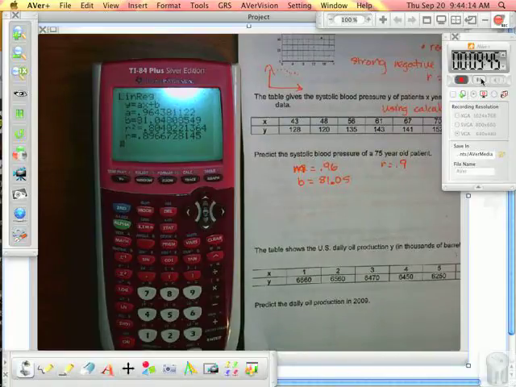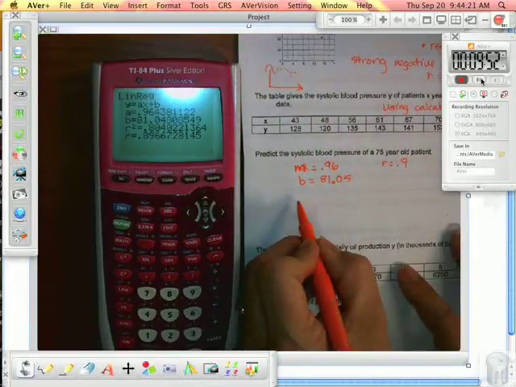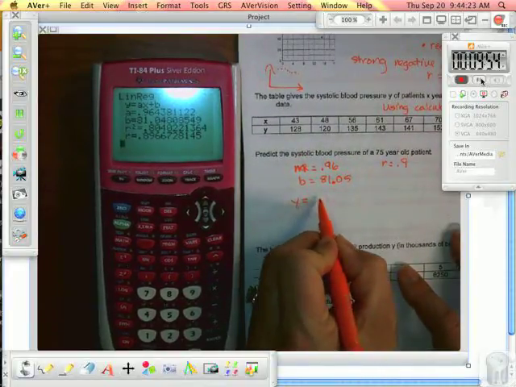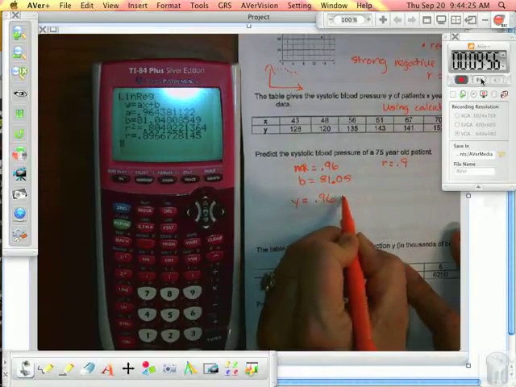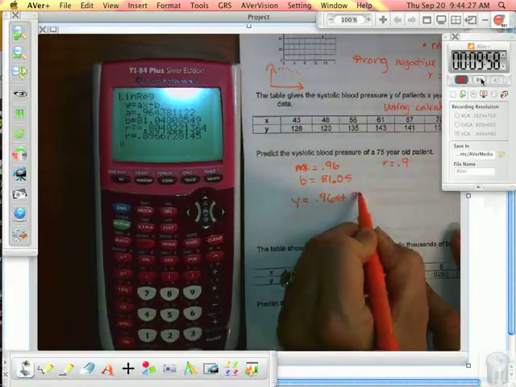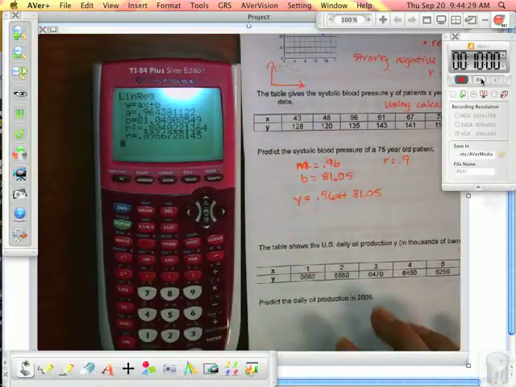What does the R mean again? It's a strong positive correlation. So now that I have my M and my B, I can write my line of best fit. There's an X there. 81.05. That's the equation of the line of best fit.